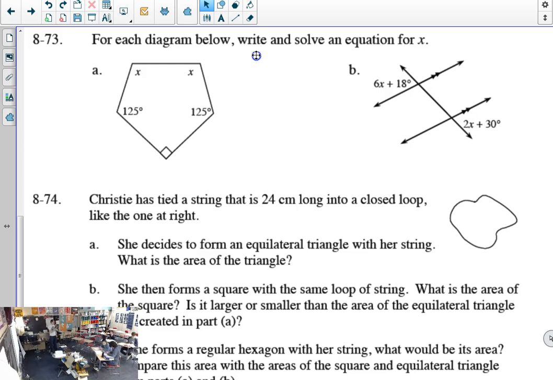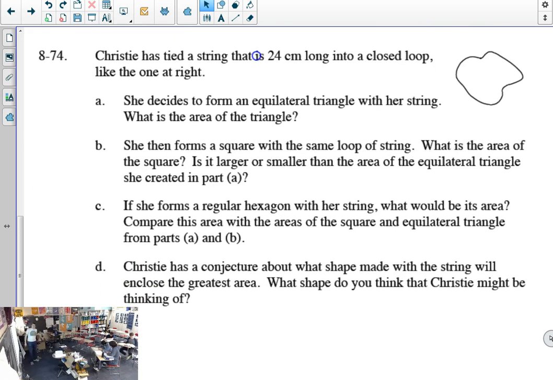Radical 3. You're very lonely by yourself with your candy. You know, I'm good. I have my conversation hearts to keep me alive. All the conversation would be good. It's all good. Christy, time stream. 24 centimeter closed loop forms an equilateral triangle.